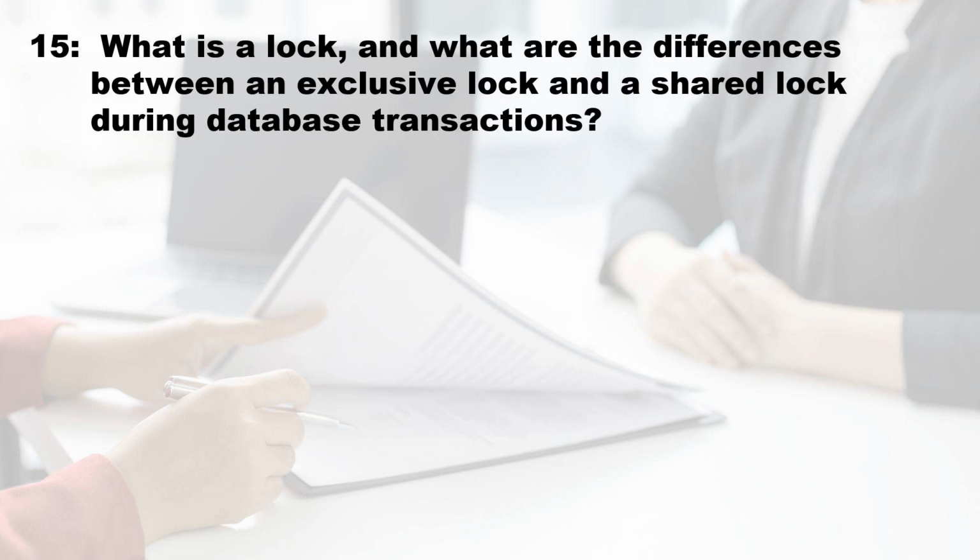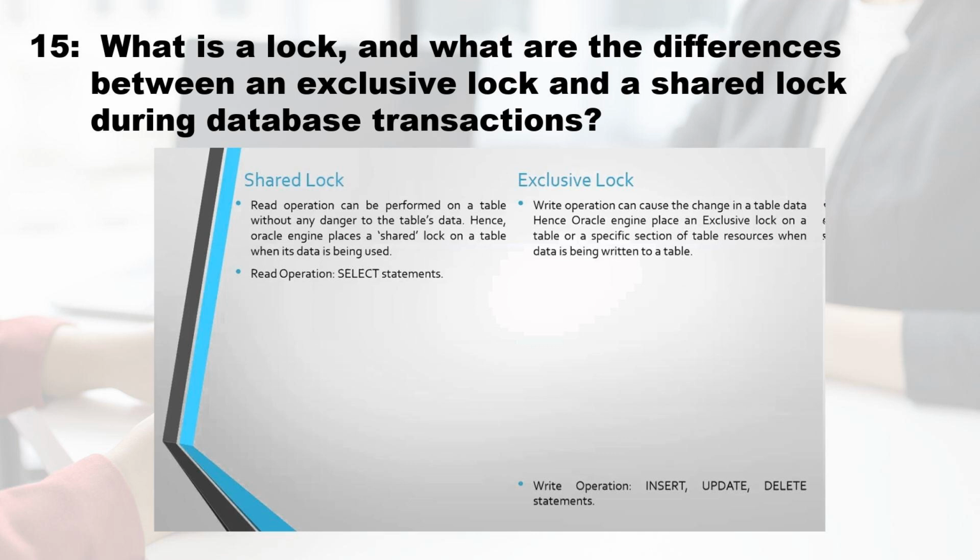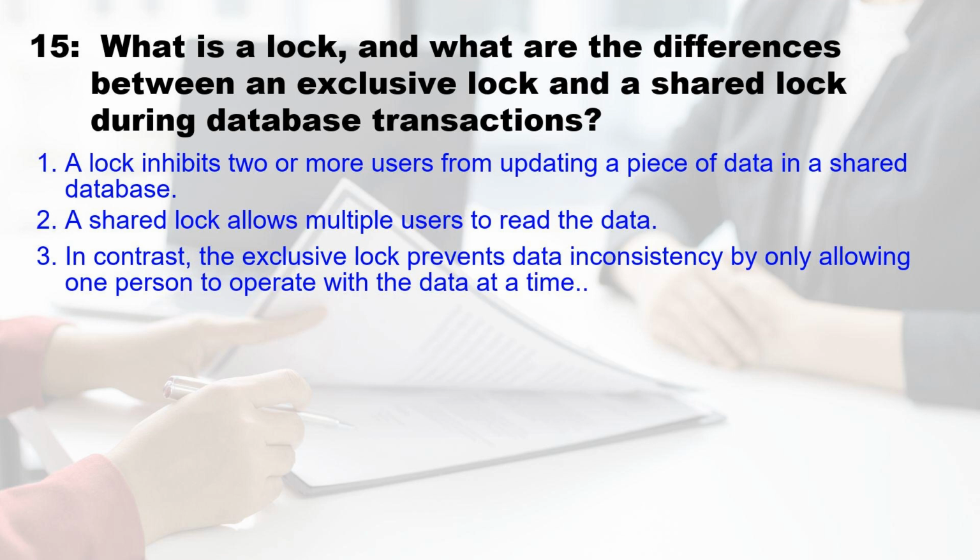Number 15. What is a lock, and what are the differences between an exclusive lock and a shared lock during database transactions? A lock inhibits 2 or more users from updating a piece of data in a shared database. A shared lock allows multiple users to read the data. In contrast, the exclusive lock prevents data inconsistency by only allowing one person to operate with the data at a time.